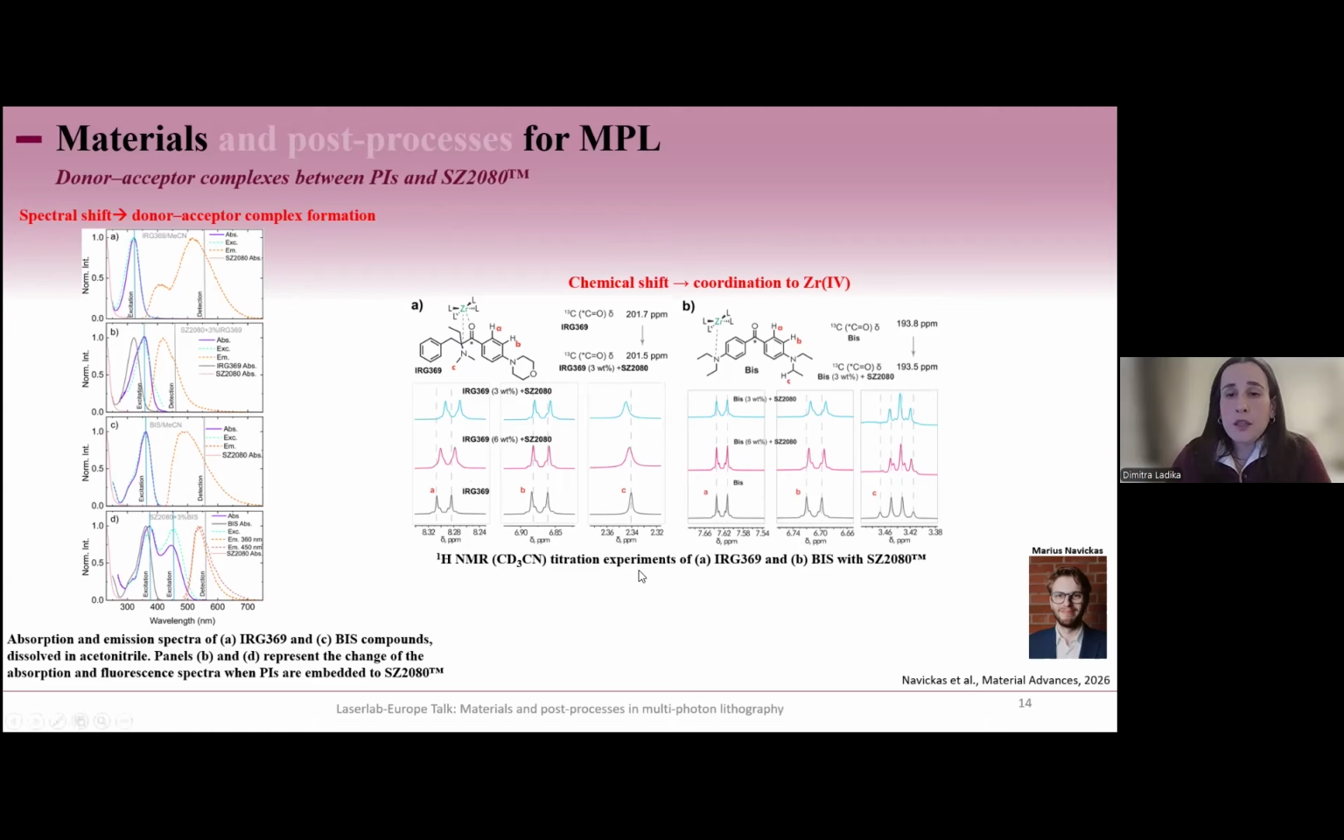And this is indicating a change in the electronic environment, which is consistent with the coordination of the photoinitiator's functional groups to zirconium centers. Indeed, what we wanted to prove, and we proved it with NMR, is that the photoinitiator is chemically interacting with the matrix prior to the polymerization, which means that the raw material and the material with the PI are different, especially in chemical structure. This was a very deep insight that we recently published in Focus on Materials.